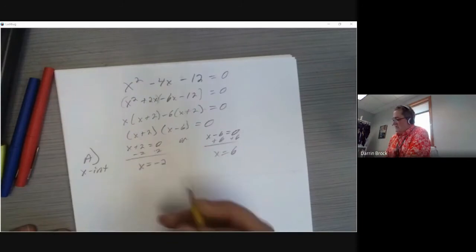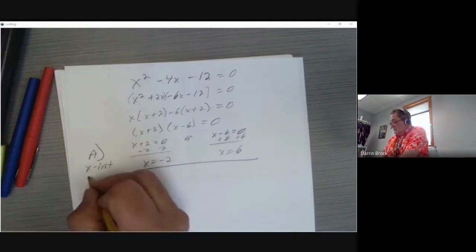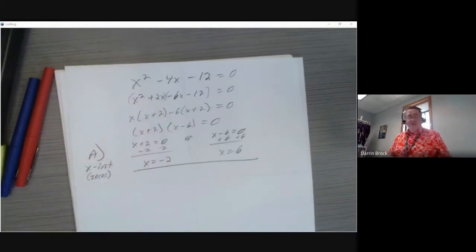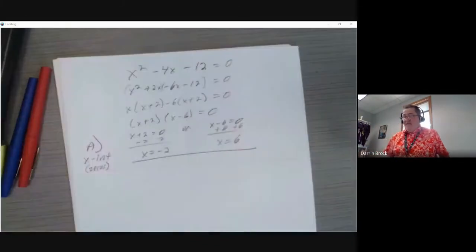Part A, what are the x-intercepts? Right there. Those are the x-intercepts, also called the zeros. That's where the y equals 0. It's going to be on the x-axis. Part B says, is the vertex of your graph going to be a maximum or going to be a minimum? And what are the coordinates of the vertex? Justify, show your work, right?